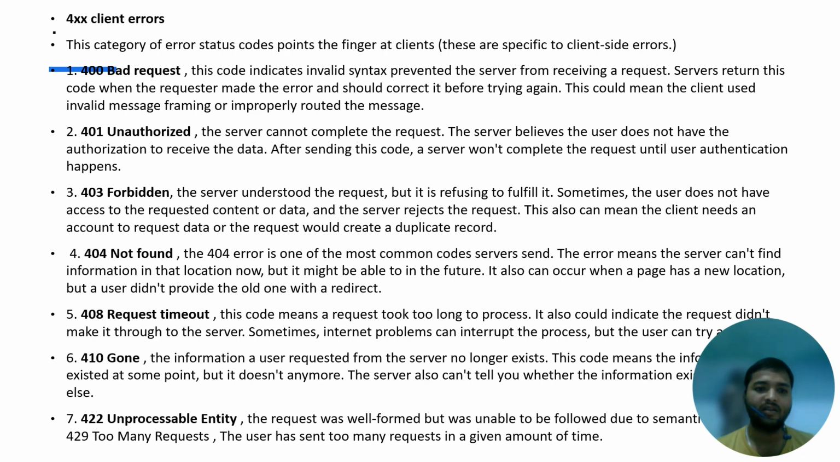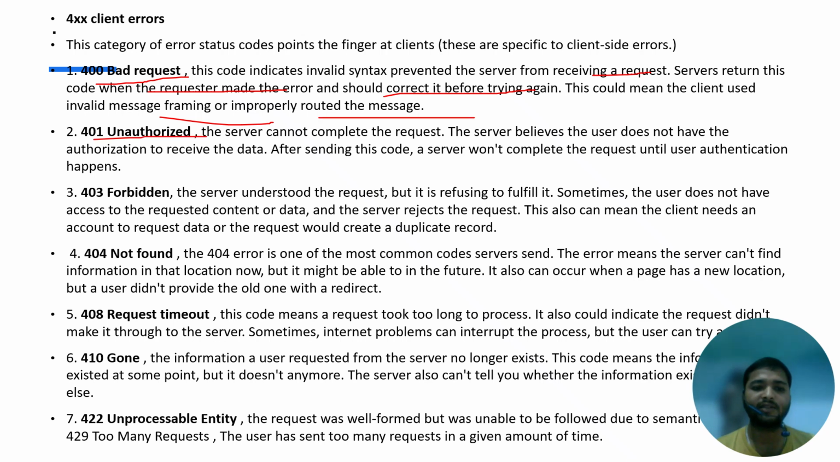4xx client error. 400 bad request. This code indicates invalid syntax prevented the server from receiving the request. The server returns this code when the request has an error and the client should correct it before trying again. This code means the client used invalid message framing or improperly routed the message.